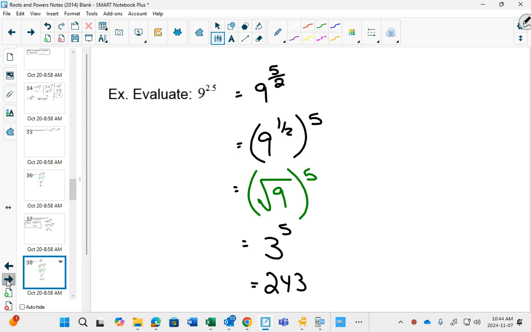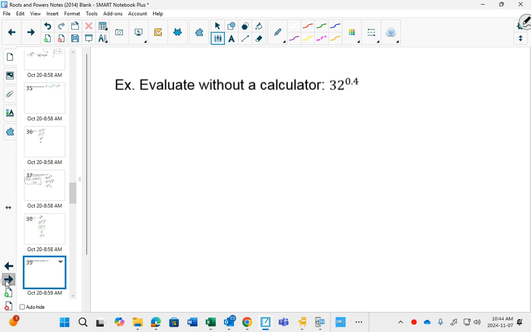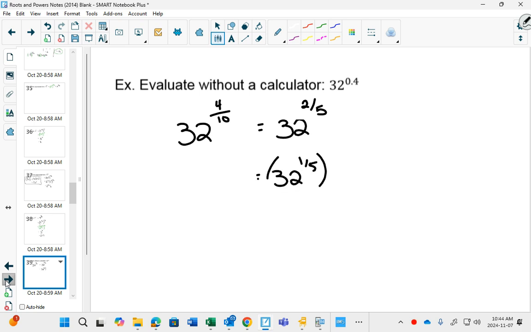So see if you can do the last one. 32 to the 0.4. Can you change 0.4 to a fraction? If you struggle with changing to a fraction, it is 2/5. But if you have struggled with that, that 0.4 is, in my tenths, I could do 4/10. And 4/10 reduces then to 2/5. Which I would do the 1/5 first.